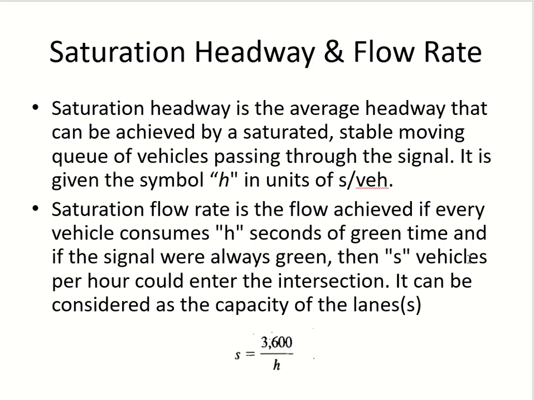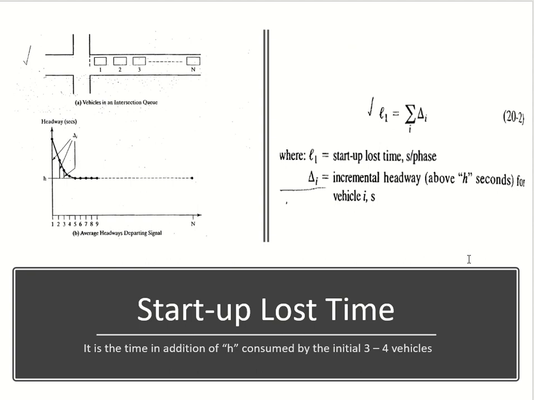Okay. So saturation headway is the minimum headway between vehicles crossing the stop line of a signal. Saturation flow rate is the maximum flow rate of vehicles passing through a signal with 1 hour of continuous green. So we cannot measure saturation flow rate, but we can measure saturation headway. How do we do that? You simply note down the time between two vehicles when they are crossing the stop line. So the first one crossed, after how much time the second one will cross, after how much time the third one will cross.